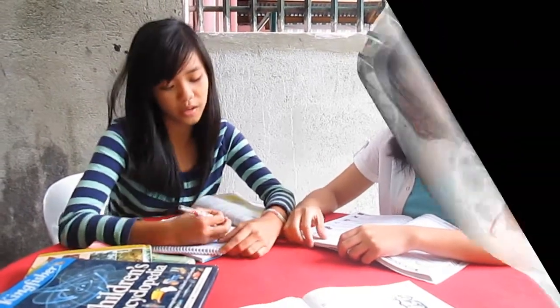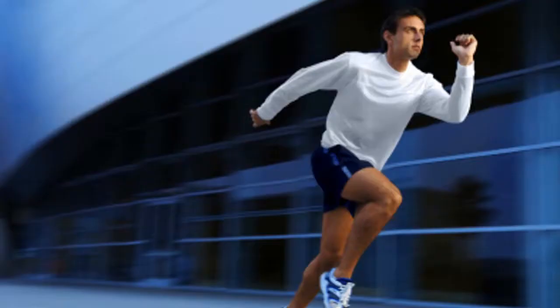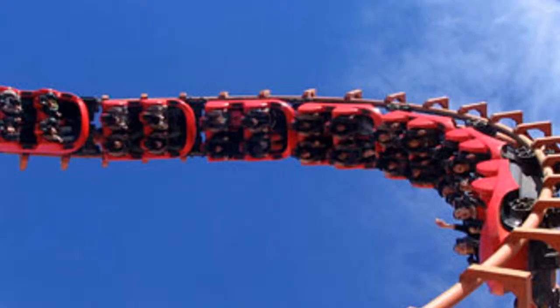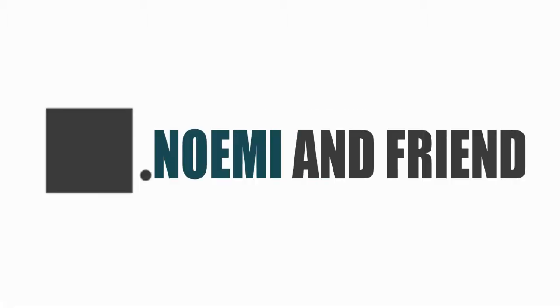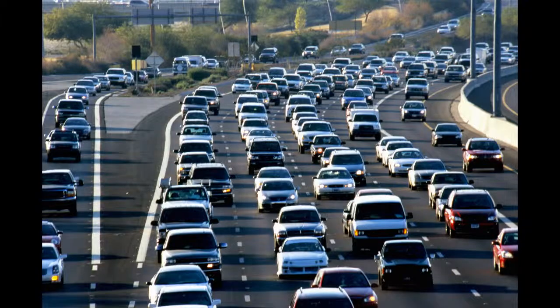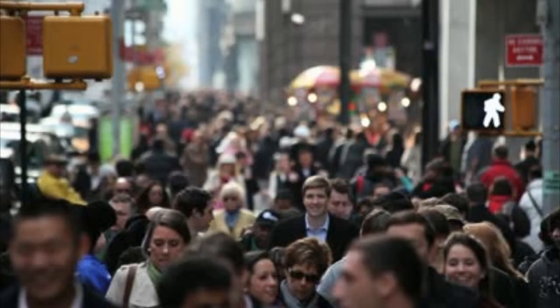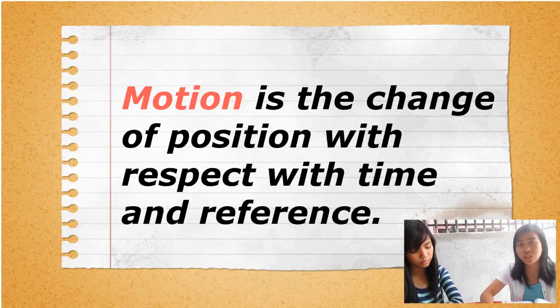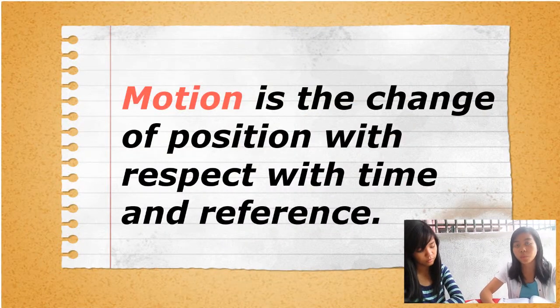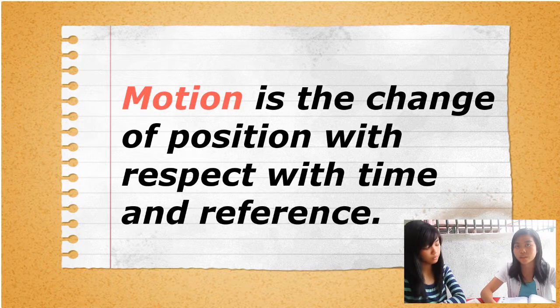Let's start. Okay. Motion. Motion is everywhere. Look at your surroundings and you will see it. Like cars moving along the road, people walking on the street, and more. But what is motion really? By definition, motion is a change of position of an object with respect to time and reference.